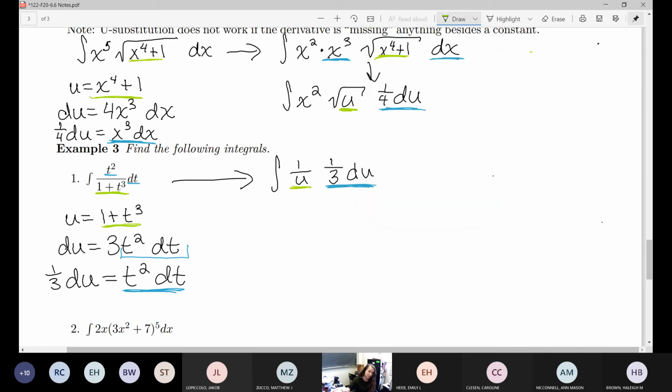And now hopefully this is something we can take the antiderivative of, which it is. This is another one of our natural log ones, because again, 1 over u, the 1/3 is going to come along for the ride. We'll get the natural log of the absolute value of u plus c. And then our last step is to just replace that u with what it originally was, which was 1 plus t cubed.